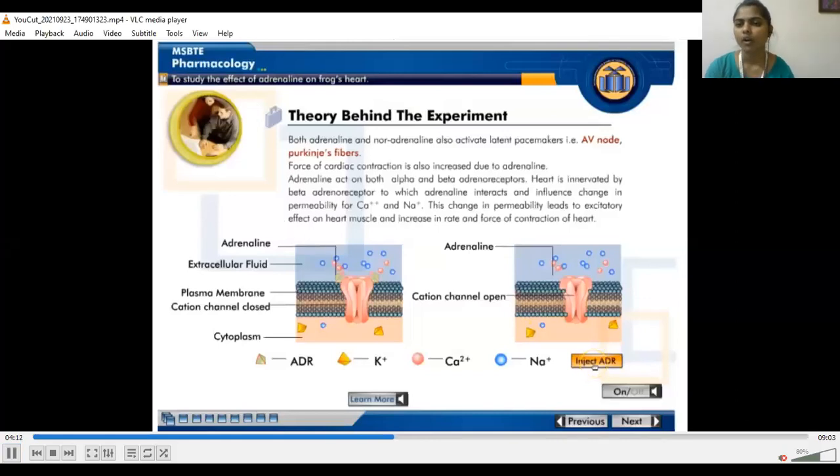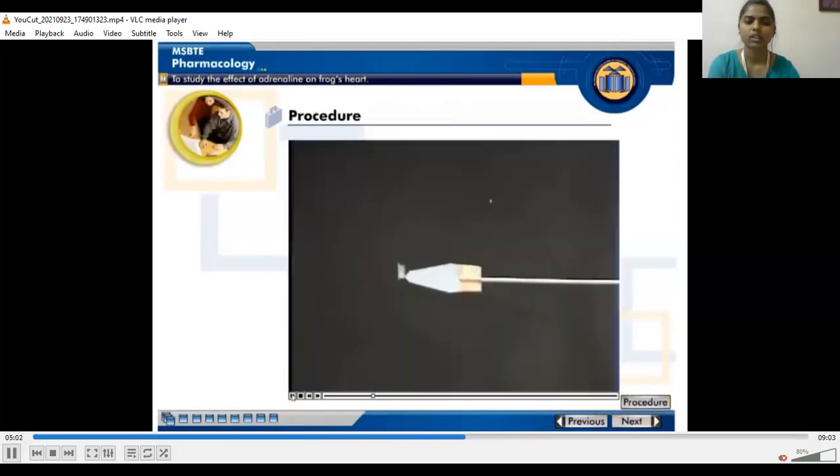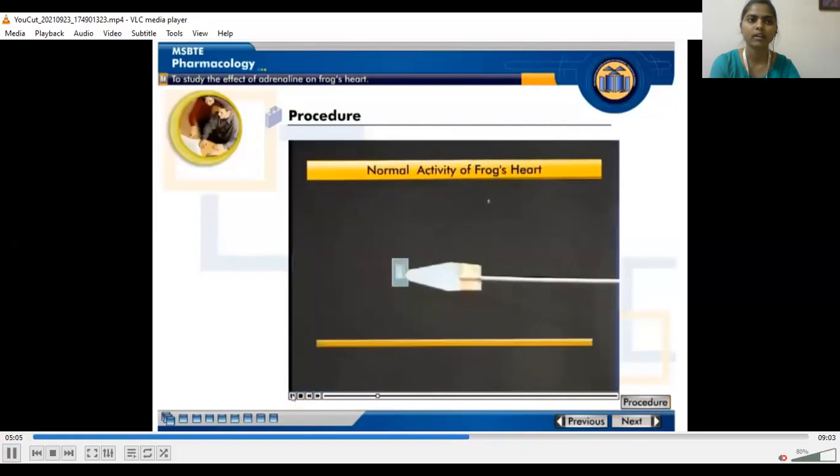See, if we click on that adrenaline drug, that means we are administering the adrenaline drug. See, the adrenaline is attached to that channel, then the channel opens, then there is entry of calcium and sodium ions into that space, and due to that it shows contraction of the heart as well as the heart rate increases. Like the normal response on that heart.